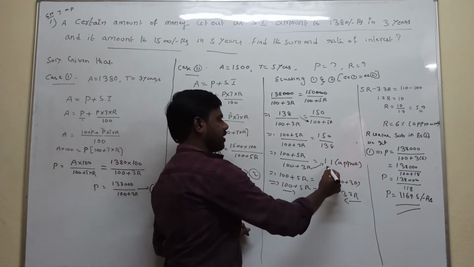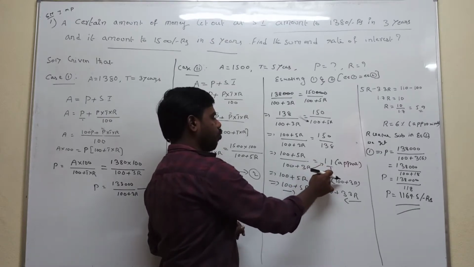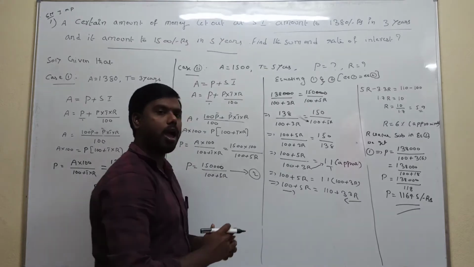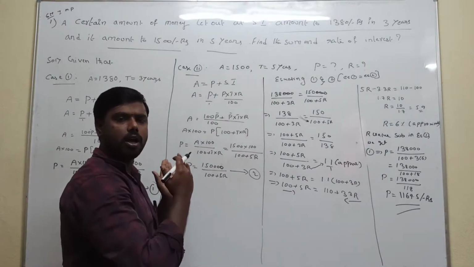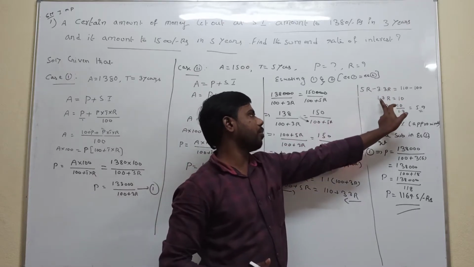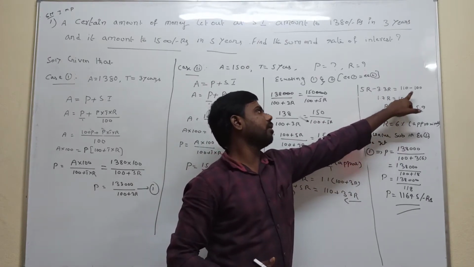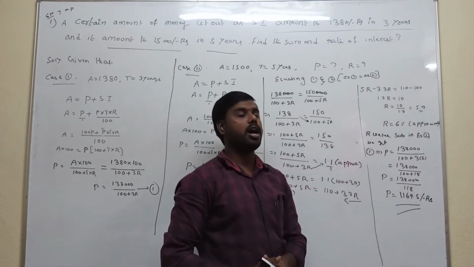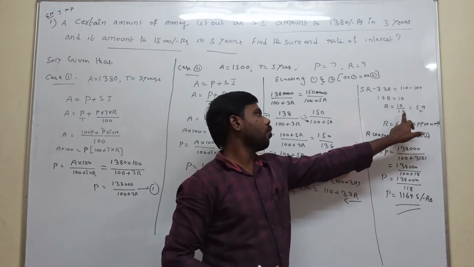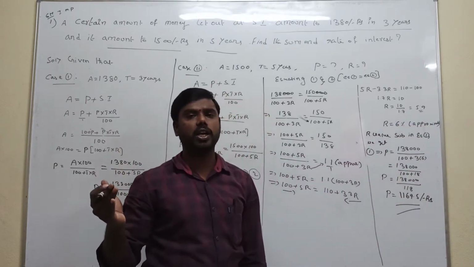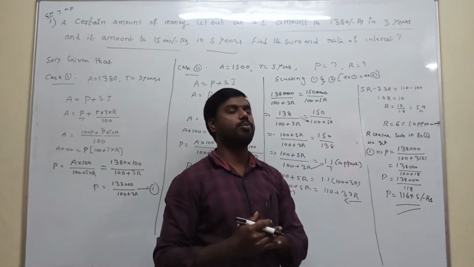Now taking 1, cross product: 1 into 100 plus 5r is 1.1 into 100 plus 3r. R will take one side, constant taking one side. 5r minus 3.3r is 1.7r, is equal to 110 minus 100 is 10. We only need to calculate r, that's 1.7 in the denominator. 10 divided by 1.7 value is 5.999 something we are getting. That's why approximately we are taking 6%.